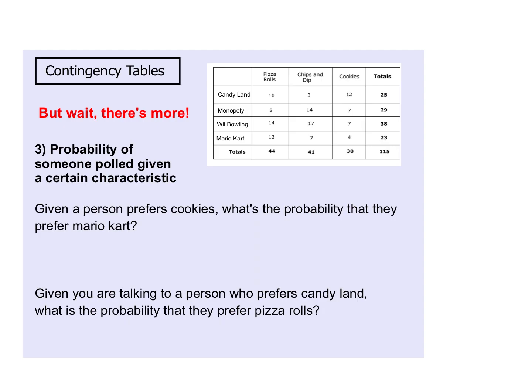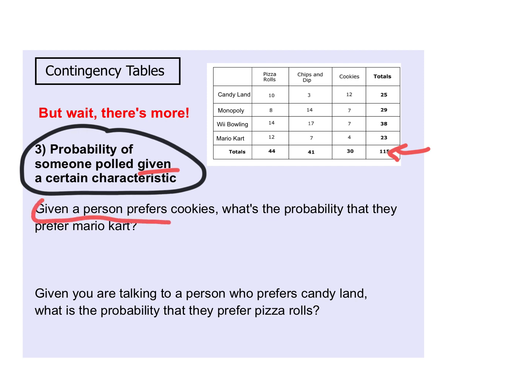All right, let's go to this page. The probability someone polled given a certain characteristic. Given. Now, whenever you see the word given, that means that you have a different denominator. You can bet it's not going to be out of 115, which is the biggest number there. It's going to be out of something else.